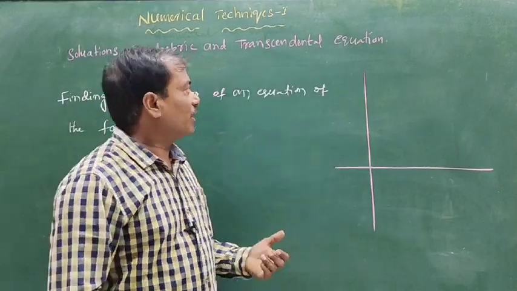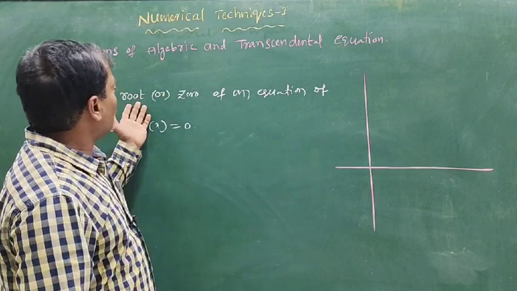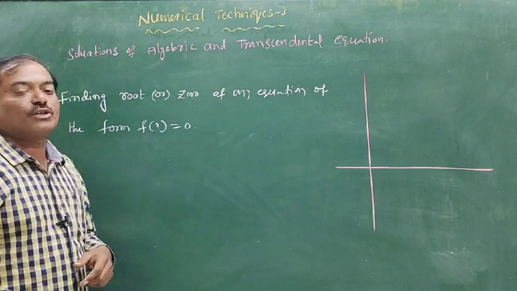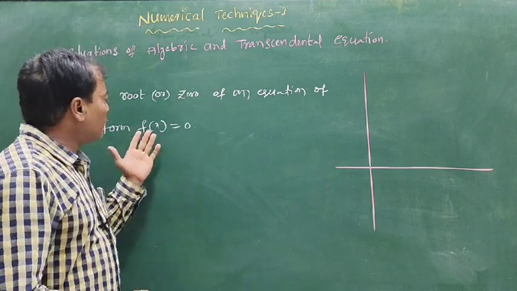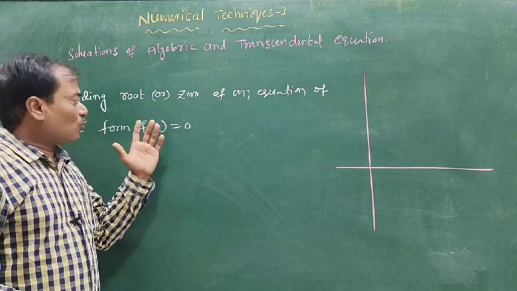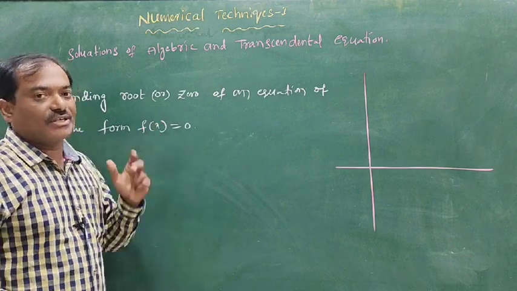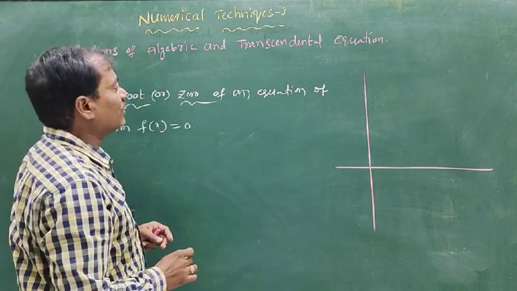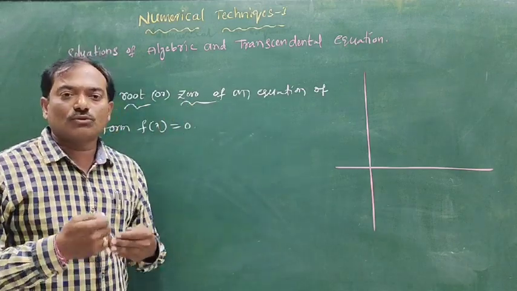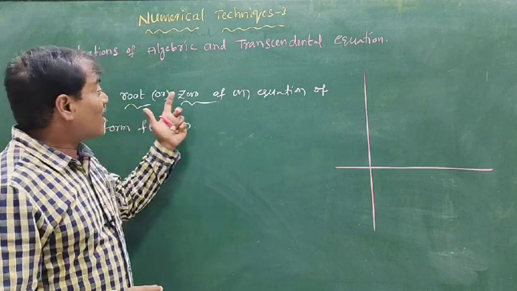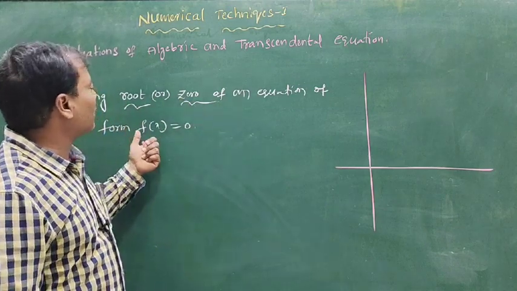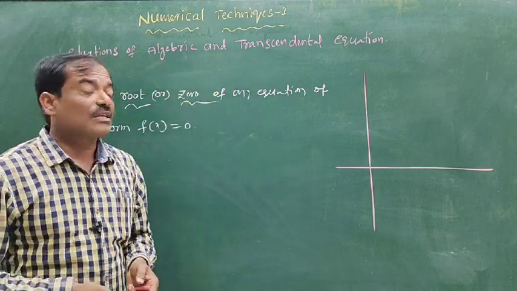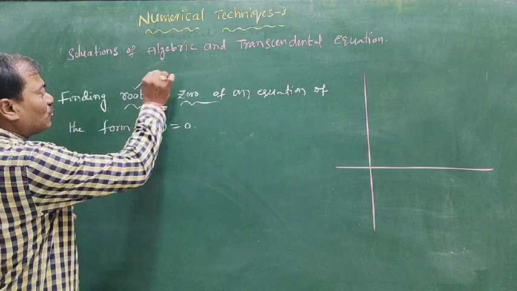So now students, here we are finding the root or zero of an equation of the form f of x equal to 0. f of x equal to 0 means either the given function is an algebraic function or a transcendental equation. So how to find a root or zero of the given function? In this chapter we have to learn how to find the root or zero of the given equation, either algebraic or transcendental.